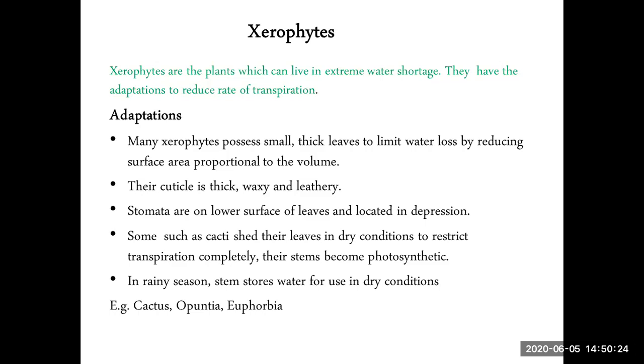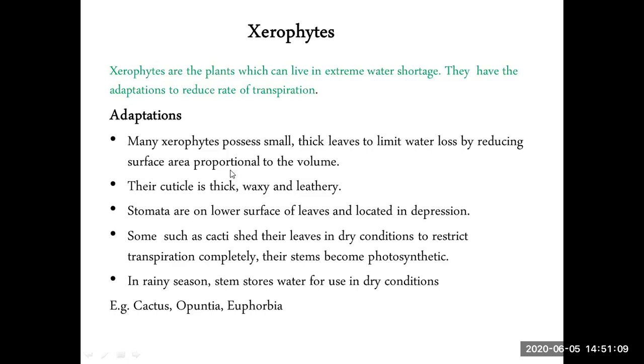So xerophytes are the plants which can live in extreme dry conditions. They have adaptation to reduce loss of water: small thick leaves, less surface area to volume ratio, thick cuticle, stomata on the lower surface, stomata present in depression, shedding of leaves in dry condition to check rate of transpiration, and storage of water in the stem or even in the leaves to use in the rainy season. Example of such plants, cactus, opuntia, euphorbia, and many more.